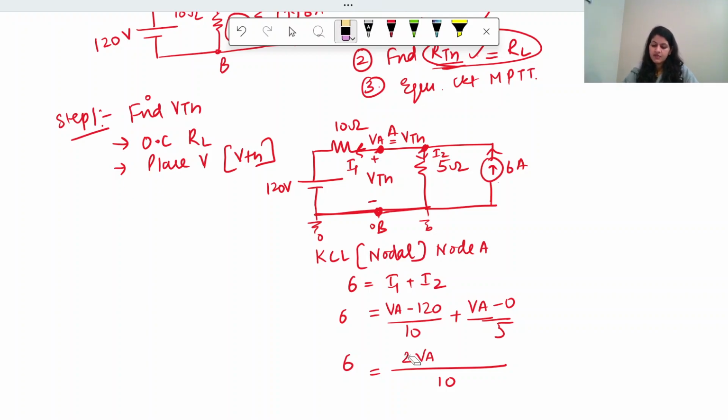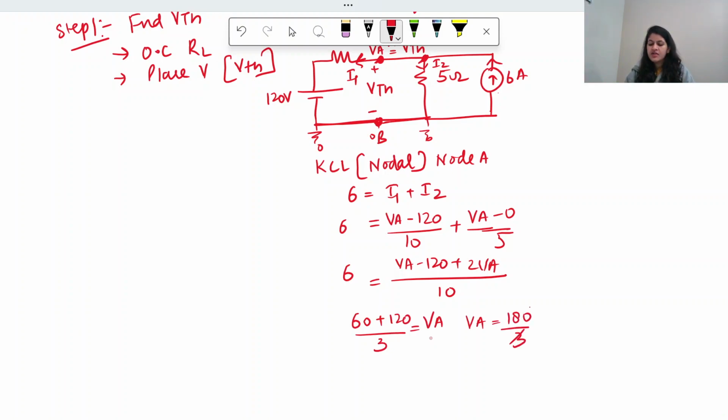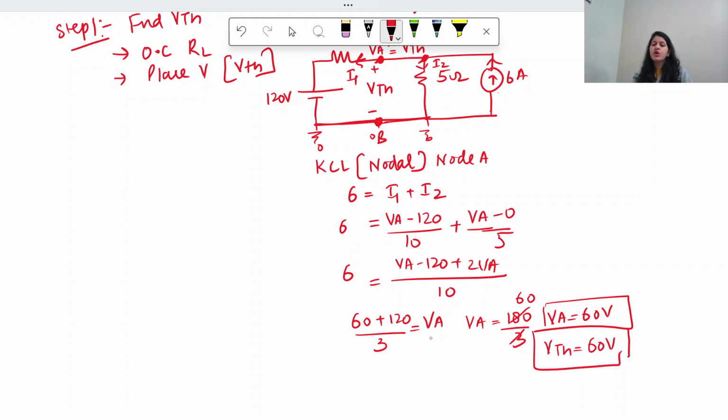This is VA. This is VA minus 120 plus 2 VA, right? And this will be 60 plus 120 by 3 is equal to VA. So VA comes out to be 180 by 3, which is 60. So VA is 60 volt. And what is VA? VA is nothing but VTH. Right? So we got the value of VTH, which was our first step.